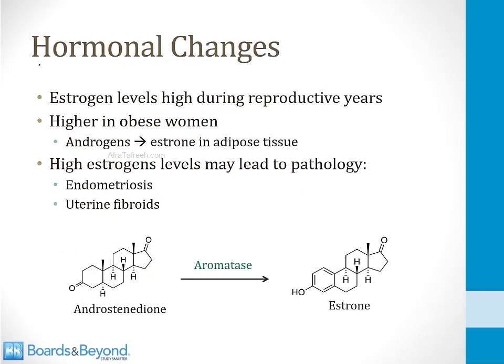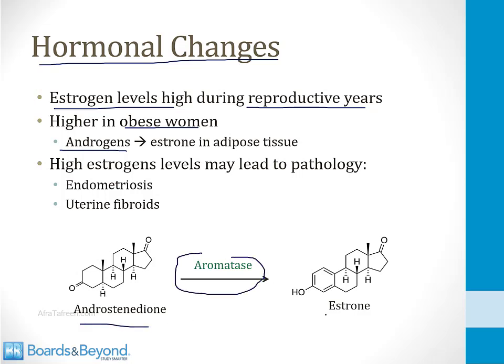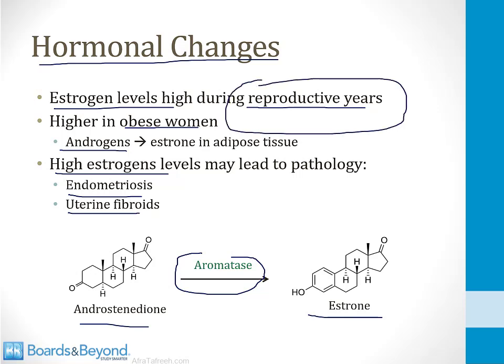Let's talk briefly about how hormone levels change over the course of a woman's lifetime. So during the reproductive years before menopause, estrogen levels are generally high because estrogen is coming from the ovaries. The estrogen levels are even higher in obese women, and that's because in adipose tissue, androgens like androstenedione are converted by aromatase into estrogens like estrone. And because of the high estrogen levels before menopause during the reproductive years, certain pathology that is estrogen sensitive is more common. So for example, endometriosis and uterine fibroids are two examples of pathology driven by estrogen, and so they're common during the reproductive years before menopause.